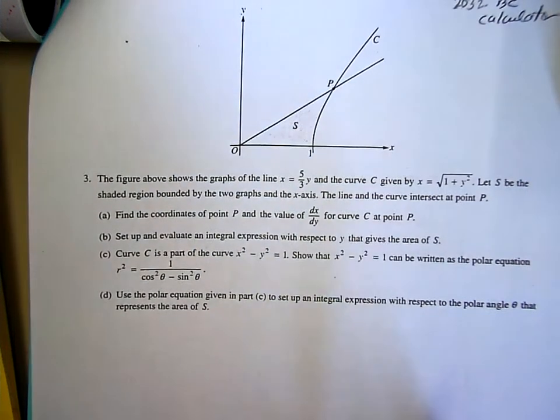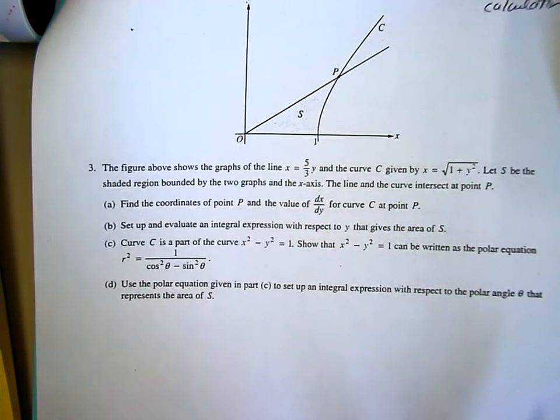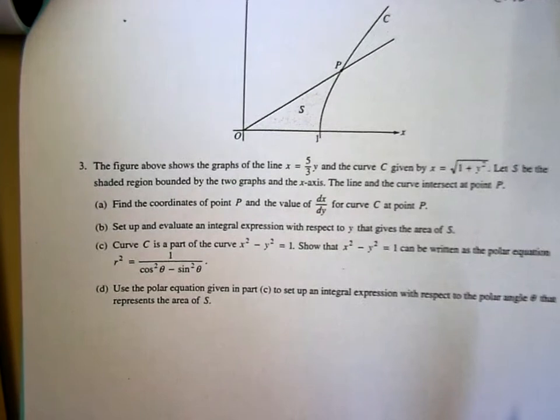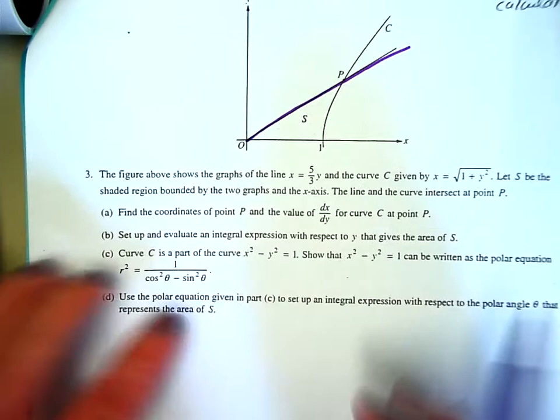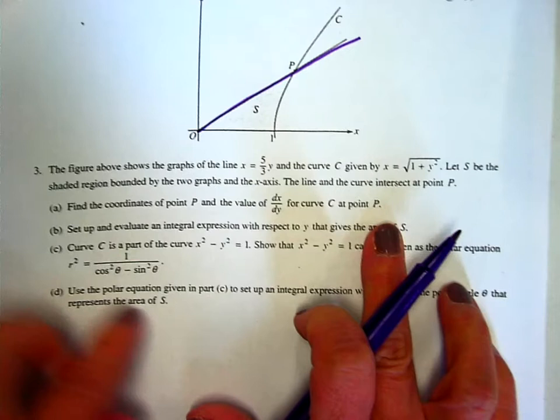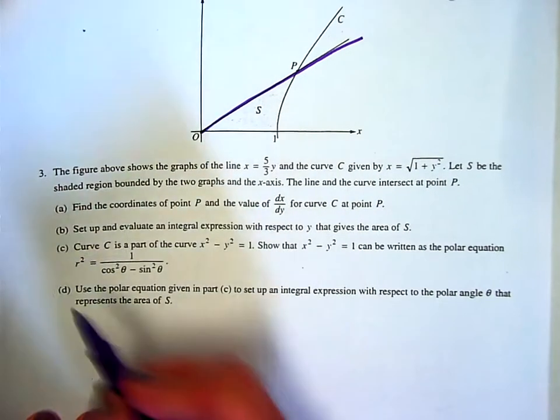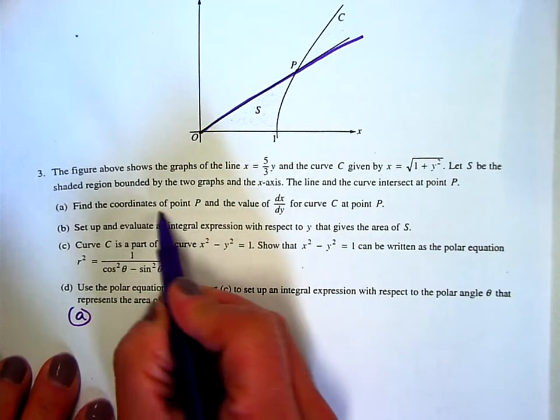Okay, here is your polar question here. So they give you two curves. This is the equation of the line that they're given, and then the other one is a curve, which is given by x equals square root of 1 plus y squared. So first question is find the coordinates of point P.